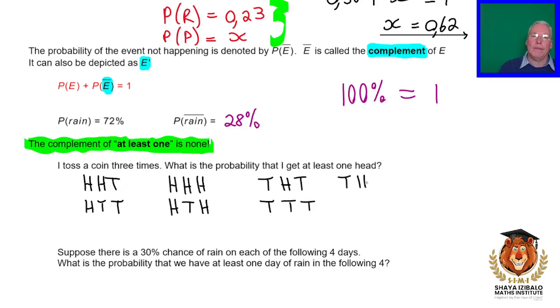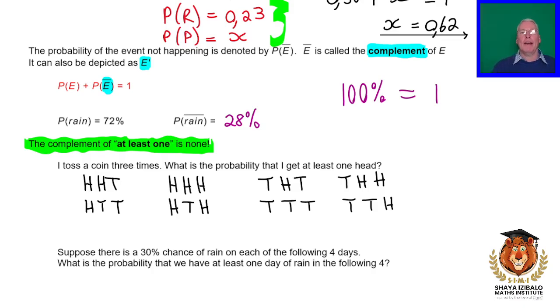Tails, heads, heads. And tails, tails, heads. There are actually 8 things that can happen, and we're going to teach you how to count that, how to calculate that soon. But those are the only 8 possibilities. If you look through them, you'll see those are all of them.